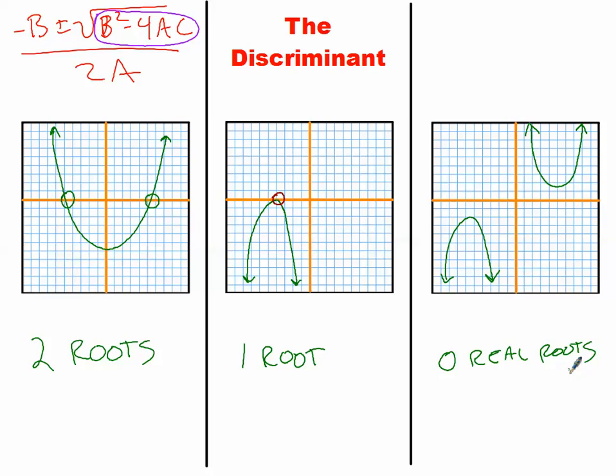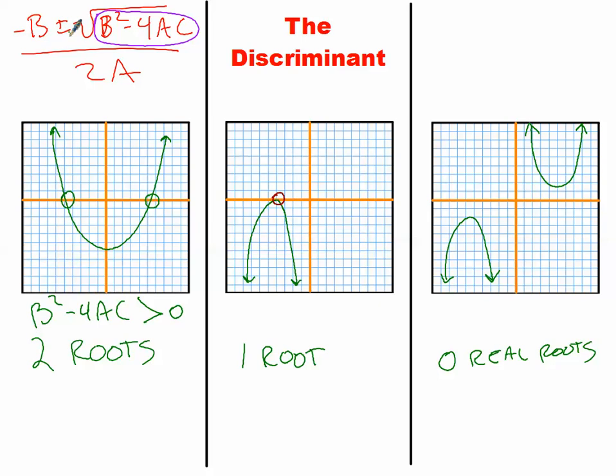Now, the discriminant will tell you how many roots an equation has. So, the discriminant, and that would be b squared minus 4ac. If the discriminant is greater than 0, you will have 2 roots, because that's when you get that plus or minus situation, and you have to go to positive and negative land, and you get 2 different solutions.